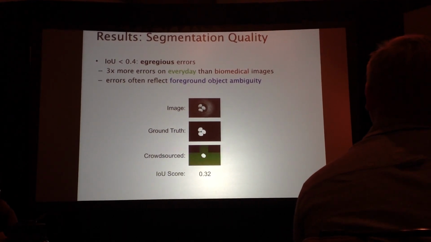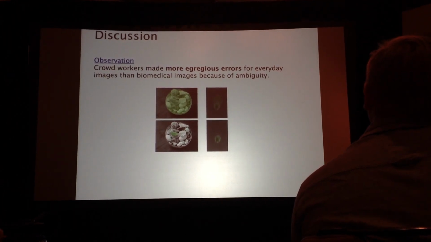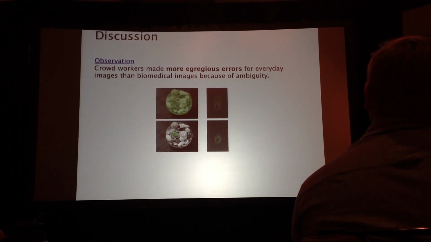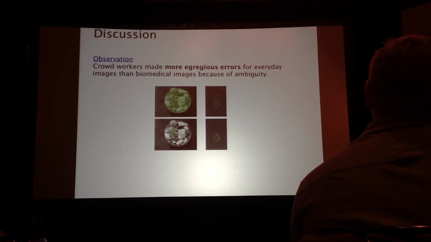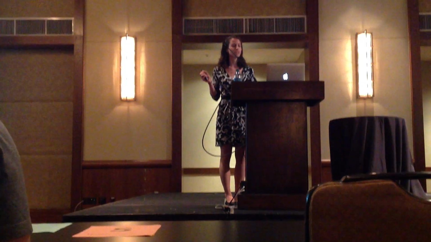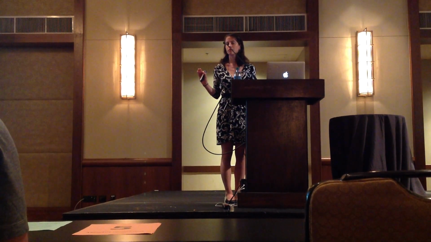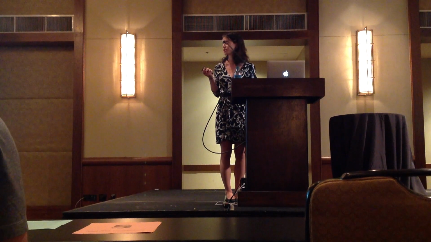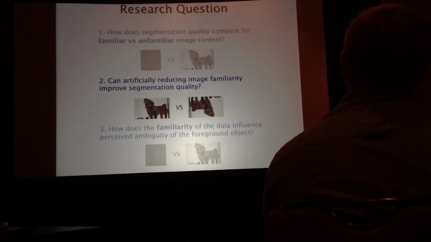So from the study, our key finding is that the crowd workers made more egregious errors for everyday images than biomedical images because of ambiguity. And moreover, what we hypothesized is that crowd workers are making more egregious errors on everyday images because the content is familiar. So this leads into the next research question that we explored, which is, can artificially reducing the image familiarity improve the segmentation quality?